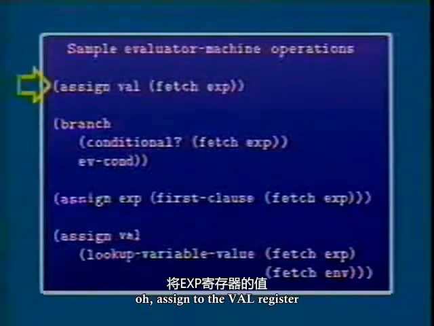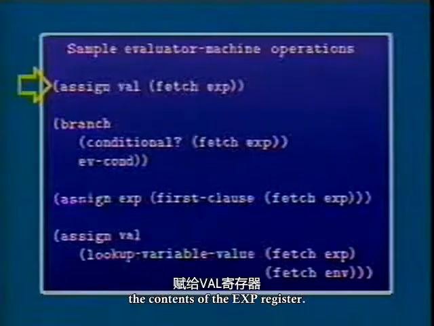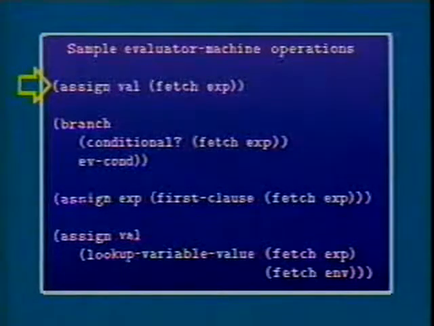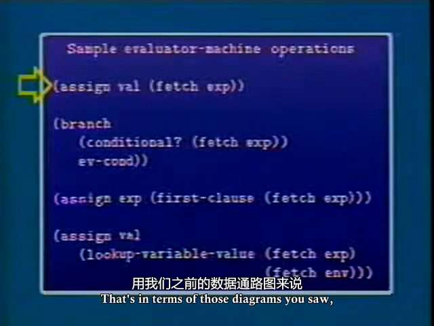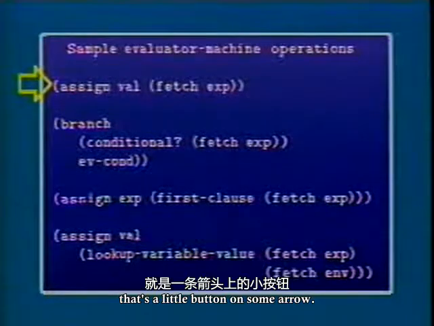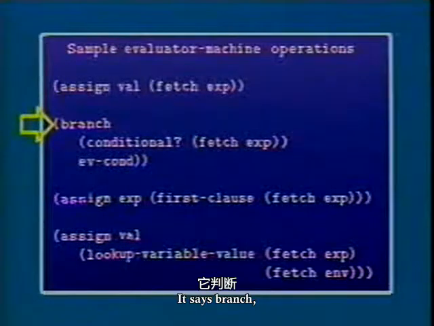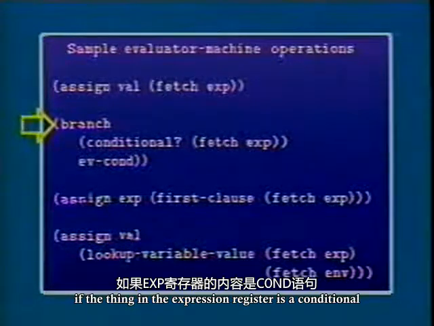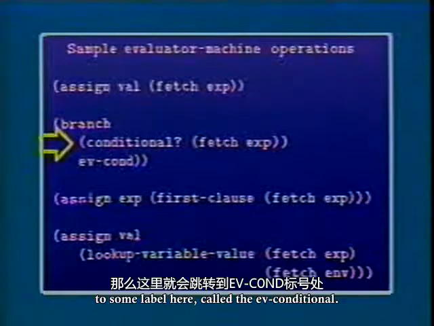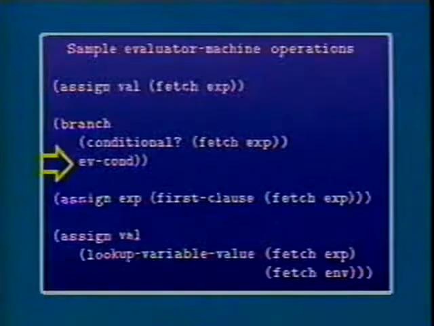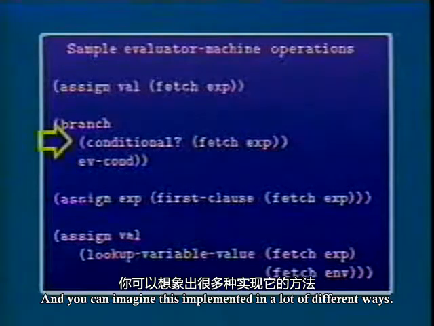Typical one might be, assign to the val register the contents of the exp register. In terms of those diagrams you saw, that's a little button on some arrow. Here's a more complicated one. It says branch if the thing in the expression register is a conditional to some label here called the EV conditional. And you can imagine this implemented in a lot of different ways.